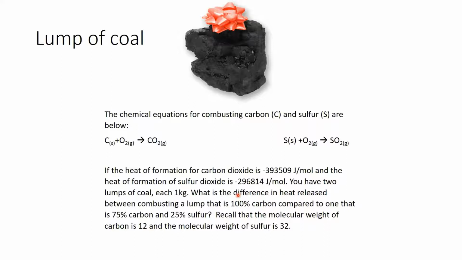296,814 joules per mole. Okay, this is a poorly written question, I'm realizing. You have two lumps of coal, each 1 kilogram. So what is the difference in the heat released between combusting a lump that is 100% carbon compared to one that is 75% carbon and 25% sulfur? So our carbon and sulfur coal is dirty coal.